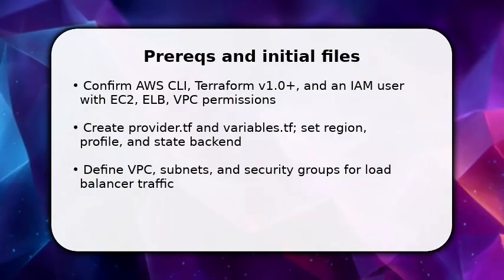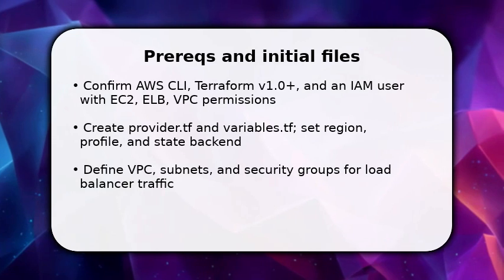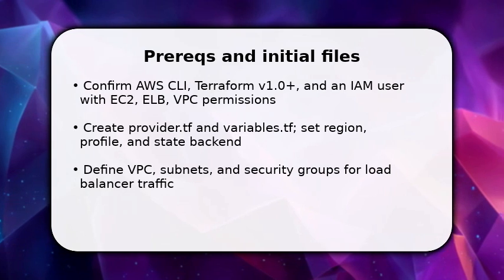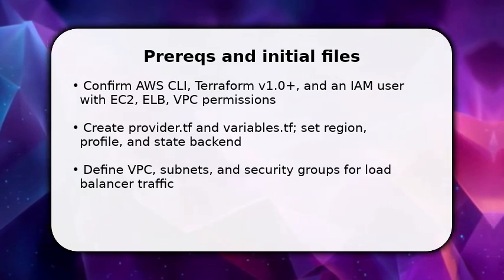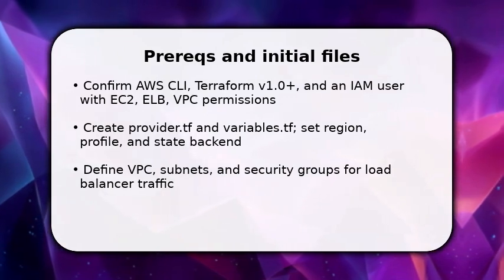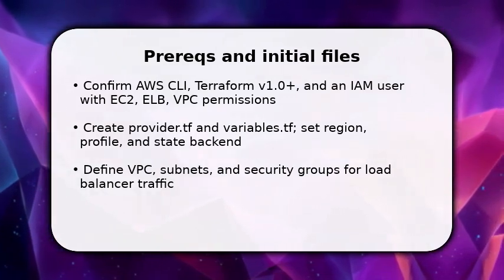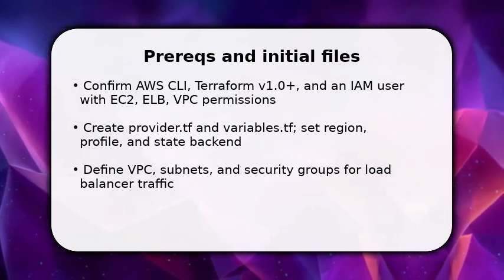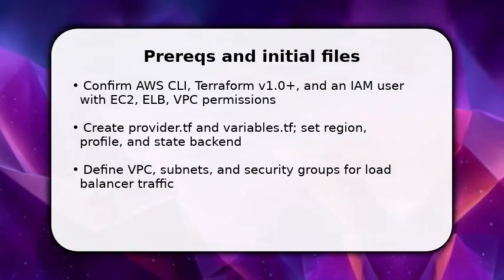You start by preparing the essentials so you can act immediately. Ensure your AWS CLI and Terraform are installed and authenticated with an IAM user that has EC2, ELB, and VPC permissions. Create provider.tf to declare the AWS provider and backend for remote state, and variables.tf for region and environment inputs.